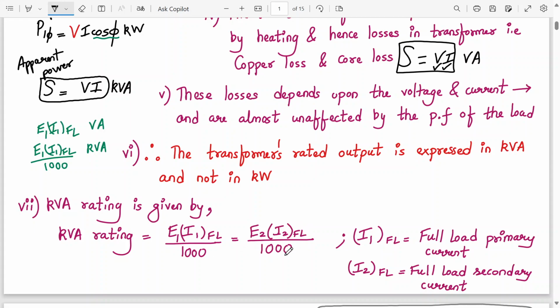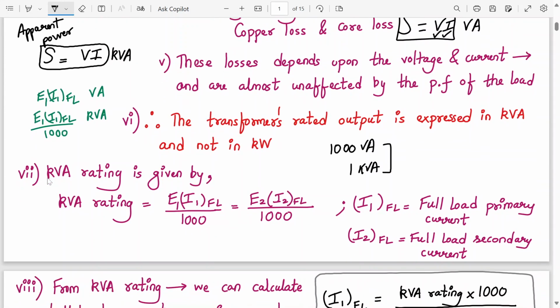So I1, I2 full load means full load primary and secondary current. Okay, so if you want to write VA into kVA, you divide by 1000. So let's say your V into A is 1000 volt ampere. So how many kilovolt ampere? 1 kilovolt ampere. Yes or no? So 1000, you divide by 1000, you will get 1. So it will be 1 kVA. Understood this? Both are the same. If it is 5000, then that will be 5 kVA. Okay.